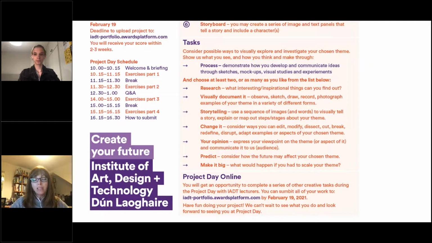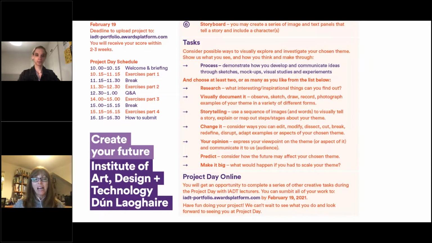So again, what is research? Well, you have to go off and find out about the theme if you choose it, and then find out, well, what's interesting to me about this, or what inspirational things, do I know anybody else who's done something inspirational, or artists? How can I draw inspiration? So what research do you do? Document it. You could observe, sketch, draw, record, photograph examples of your theme in different forms. You could tell a story about it, using pictures and words to map out, explain something in a sequence of steps. So that's what storytelling and storyboards are really good for. Also things like change it, so if you have an idea or you make something, how might you change it then? Can you modify it, dissect it, cut it, break it, disrupt it?